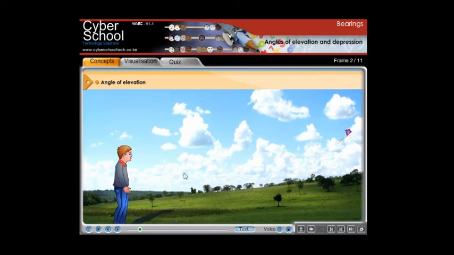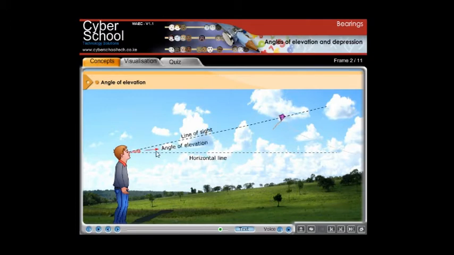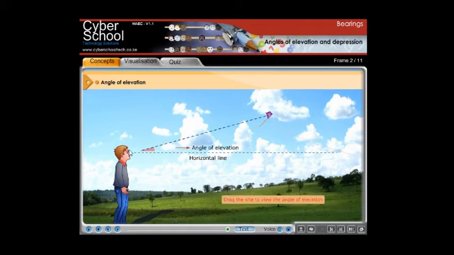If the object is above the level of the horizontal line, above the eye level, we turn our head upwards to view the object. Here, our eyes move through an angle. This angle is called the angle of elevation of the object. For example, we move our head upwards to observe a kite in the sky. Here, the eyes move through an angle, which is called the angle of elevation of the object.